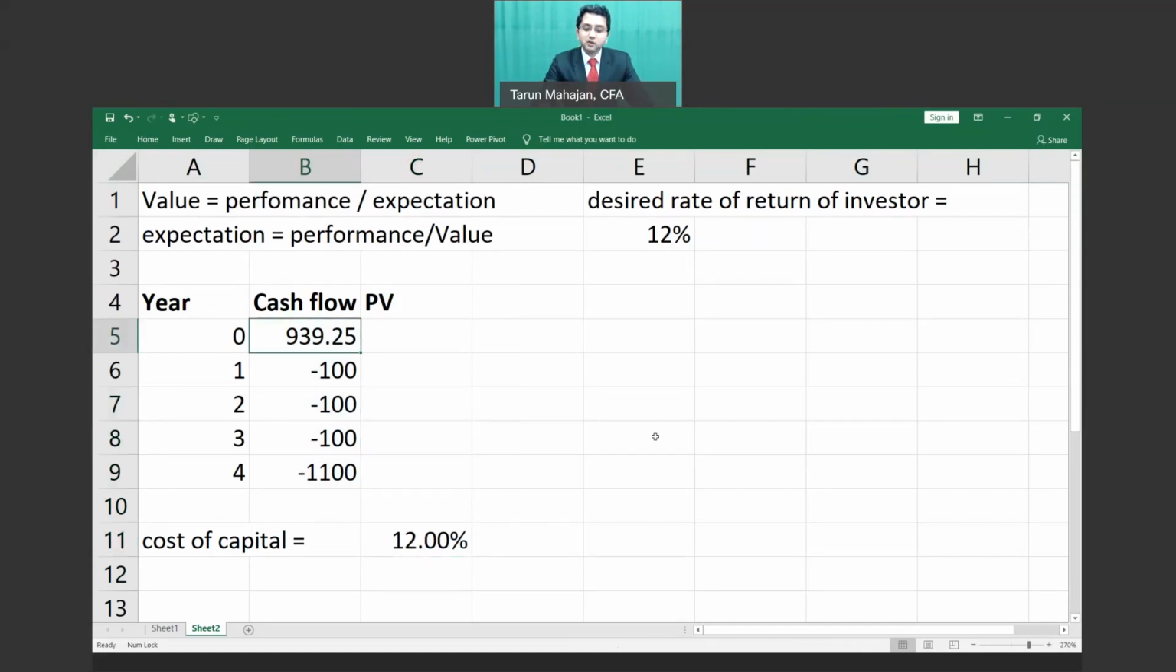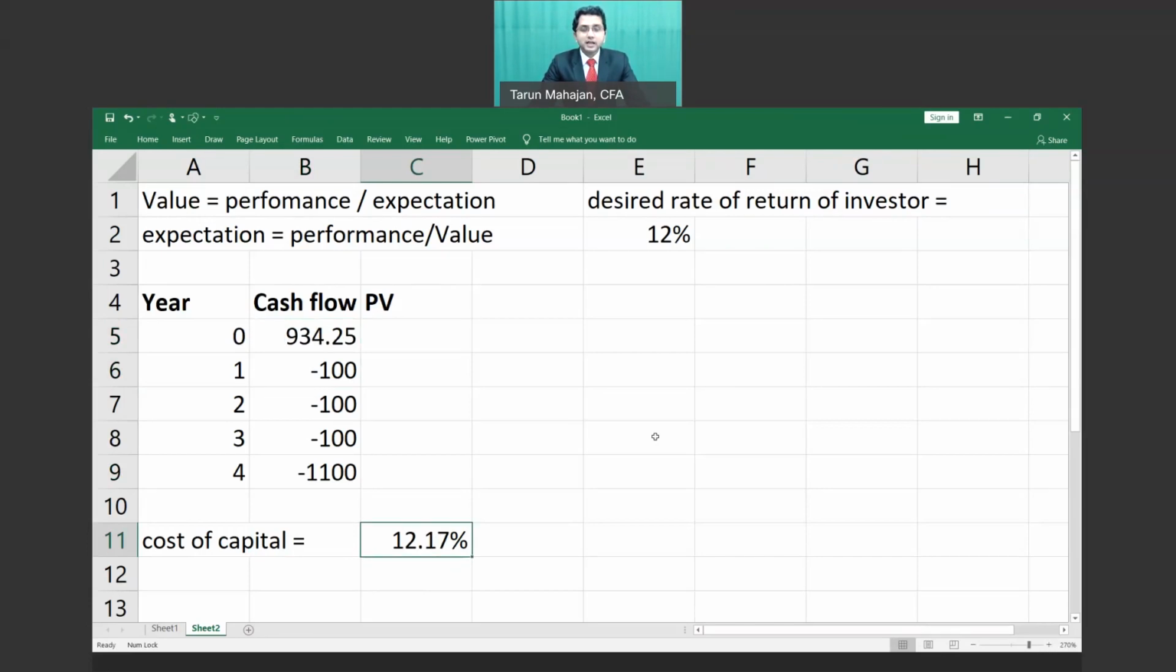But if somebody tells you that, besides this, the company will have to pay underwriting commission and brokerage of 5 rupees per debenture, then it will not realize 939, it will realize only 934 rupees at year 0. So if I calculate IRR, it is 12.17%. So the cost of capital to the company is 12.17%.